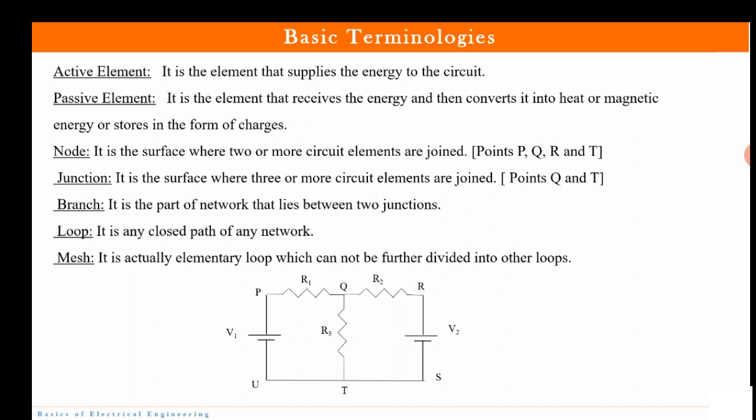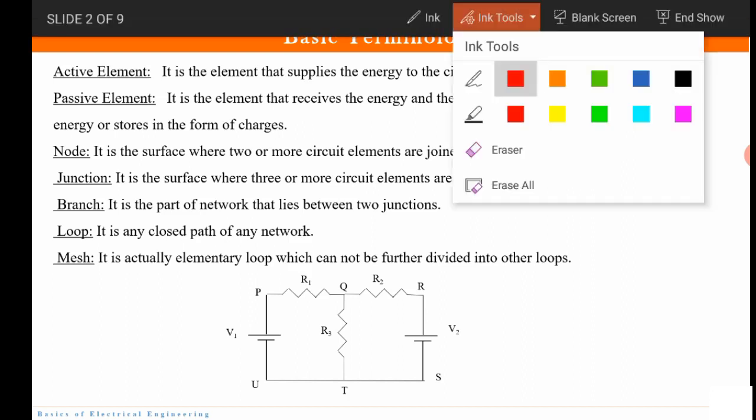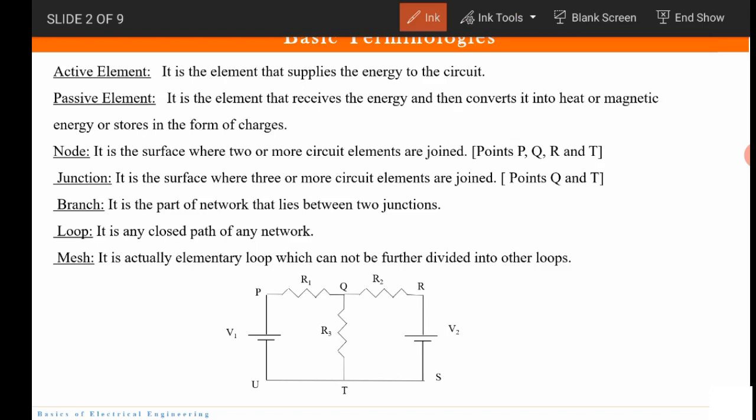Now there is a very important term called node. Now what do you mean by node? Node is any surface or any point where two or more circuit elements are joined. Now in this particular circuit, if you notice, at point P, V1 and R1 are joined. So point P is known as a node.